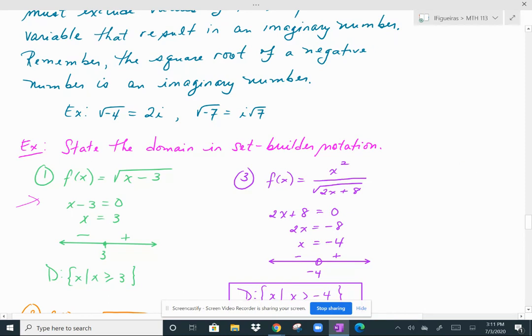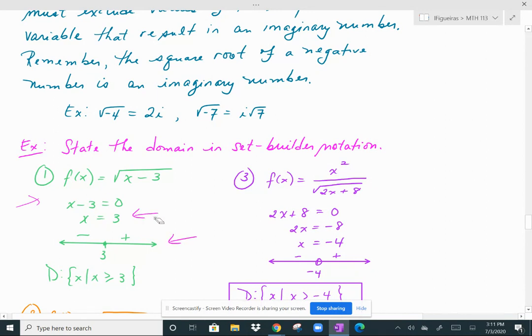x minus 3 equals 0 when x is 3. So 3 is part of the domain, because 3 minus 3 is 0 and the square root of 0 is 0. That's why I put this number line here and put a solid point on the 3, because I want to include 3 in the domain.